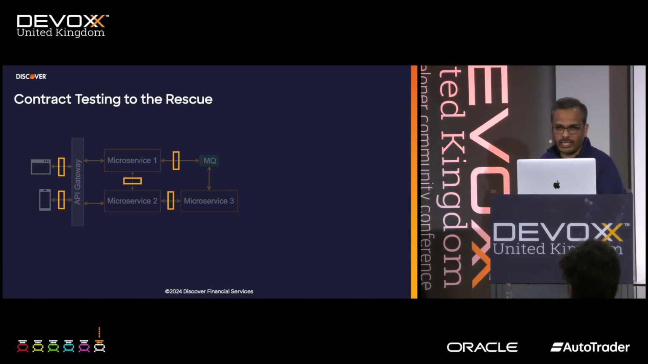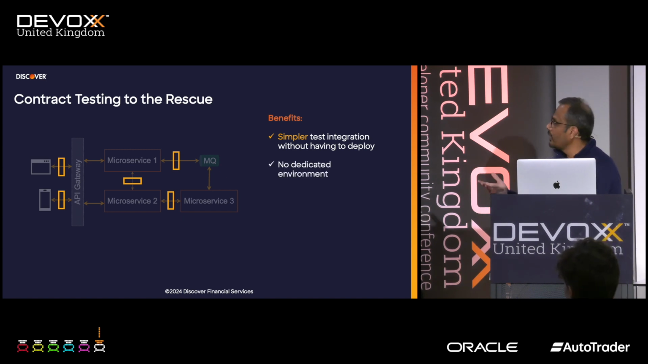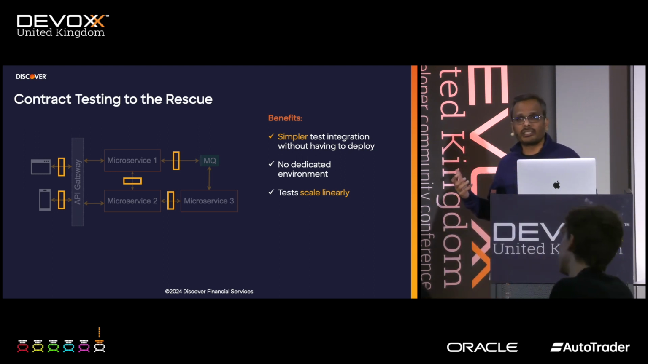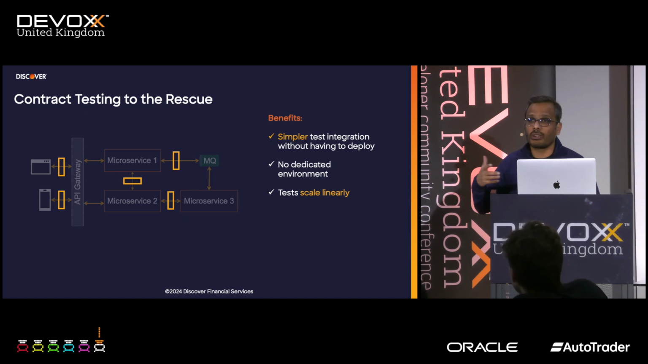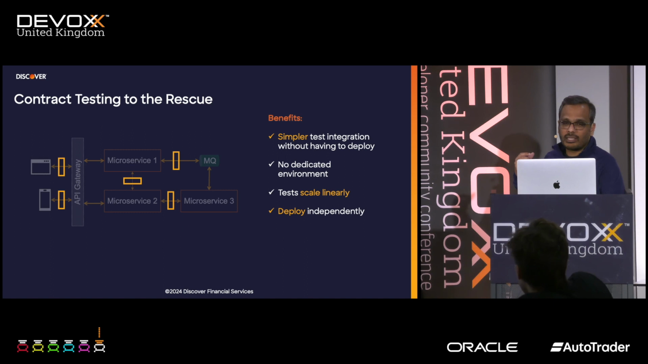Let's look at all the benefits that come with contract testing. It's much simpler because you're testing integration without having to deploy. When you don't have to deploy, then you don't need a dedicated test environment and the complexity that comes with it. These tests can run locally on your laptop. They can scale linearly. These are more like unit level tests, and you don't need to bring the rest of the world in order to run your tests. Straightforward. Then if you can test your integration independently, then you can deploy and release them independently as well.